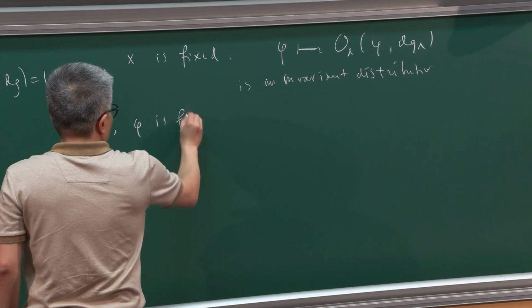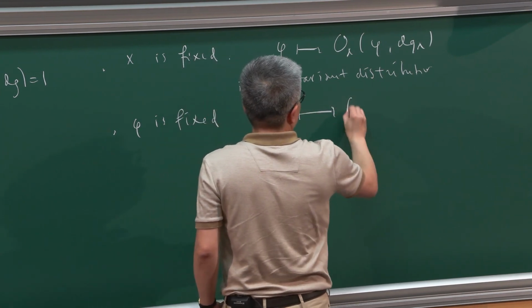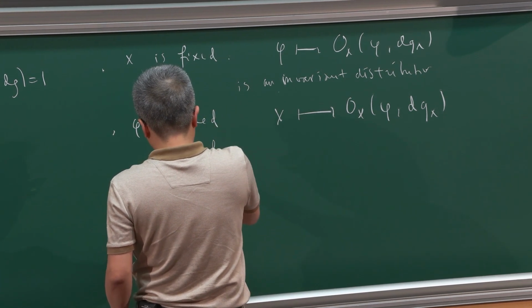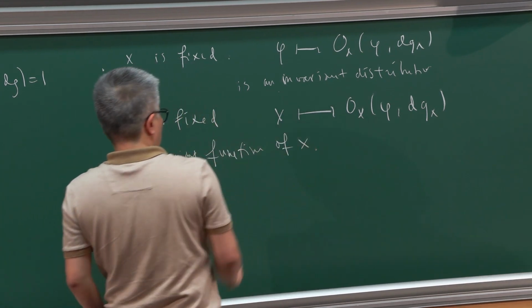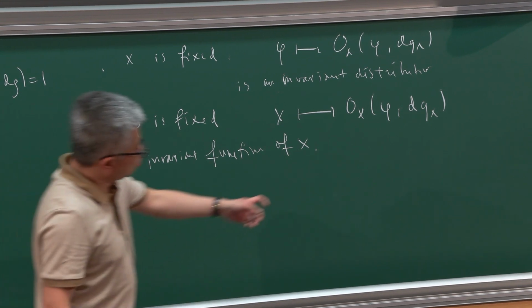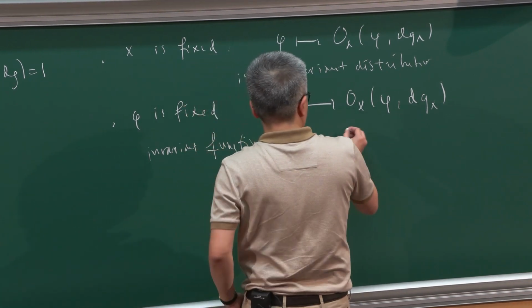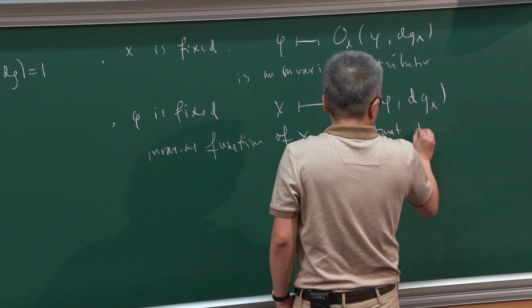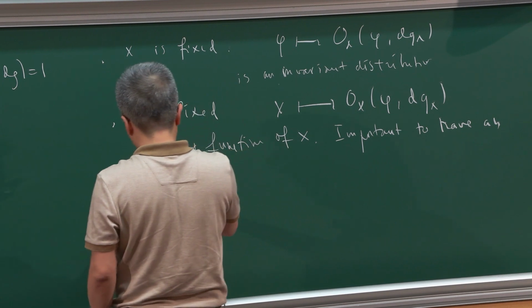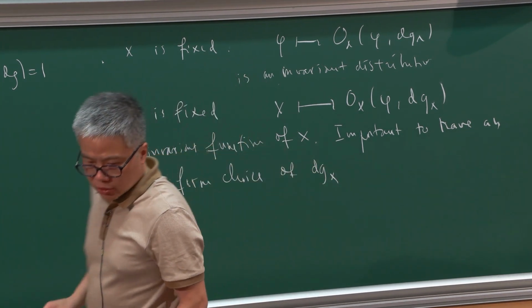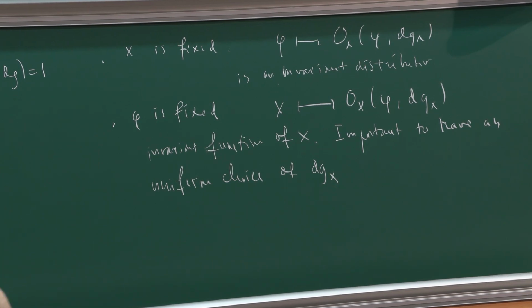So if phi is fixed, then you want to see this as a function of x, an invariant function. And here how to choose the measure in an intelligent way is important, because you look at how the function varies with x. So now it's important to have a uniform choice of the Haar measure on the centralizer.